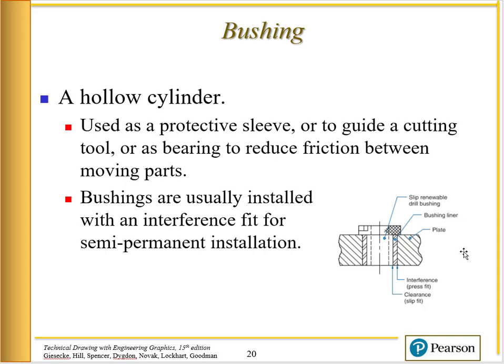What we're looking at here is a cross-section of an installed bushing. We have a plate here. We have a liner bushing that's pressed into the plate, and it has an interference fit, so this would be our bushing. But then this one also has what we call a slip renewable drill bushing that fits inside the liner too. So these are examples of bushings.